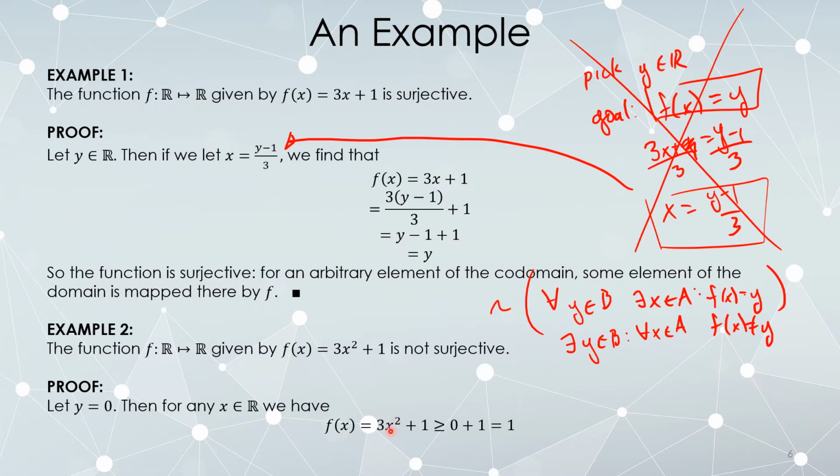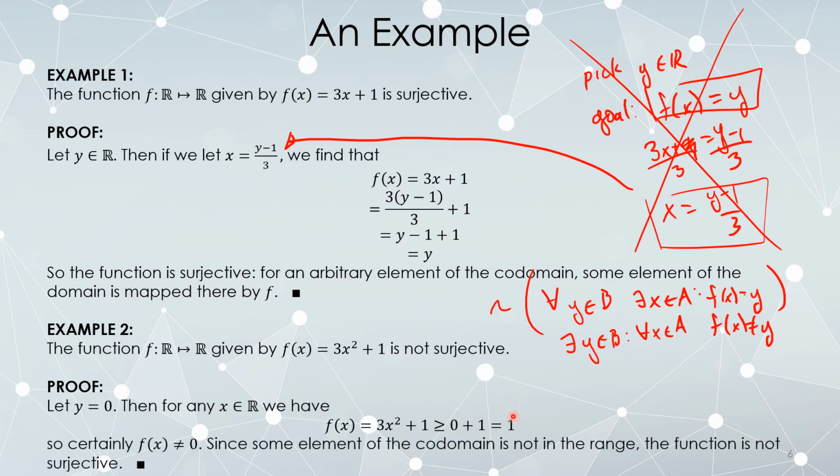Now what I know about x squared is it's bigger than or equal to 0, so f of x is bigger than or equal to 1, which means it's definitely not 0, aka not y. We found one particular element of the codomain such that for any element of the domain, f of x was not equal to y. Any f of x you could possibly compute is at least as large as 1 and therefore definitely not 0. So 0 is a specific element of the codomain that is never equal to any f of x. Therefore, it's not surjective.